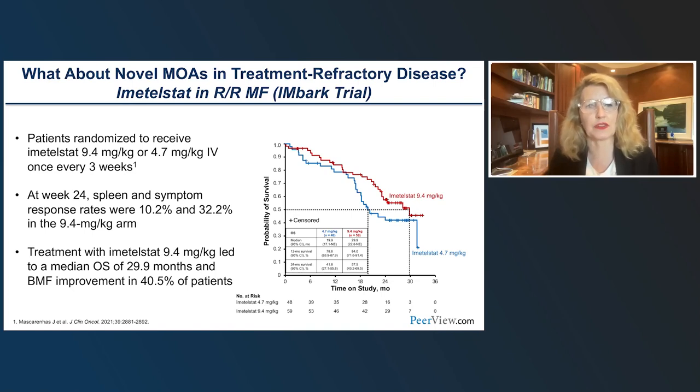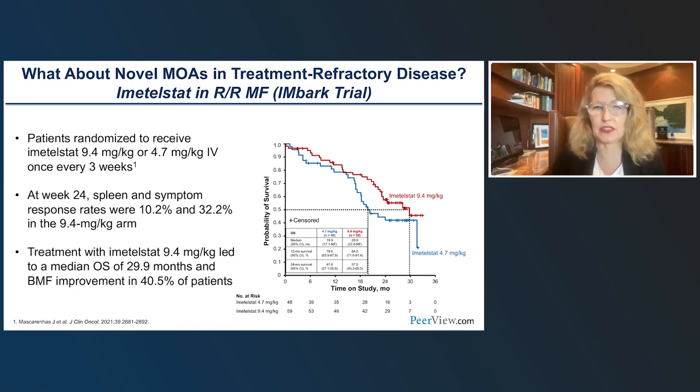to cancer progression. So in this EMBARK study that was led by Geron, and in this case, Dr. Mascarenhas as the lead PI, patients were randomized to imetelstat 9.4 milligrams per kilogram or 4.7 milligrams per kilogram IV once every 3 weeks. And at 24 weeks, spleen and symptom response rates were 10.2% and 32% respectively in the 9.4 milligram per kilogram arm. Treatment with imetelstat 9.4 milligram per kilogram led to an overall survival of almost 30 months. Again, back to sustainability of response. So that was quite dramatic.